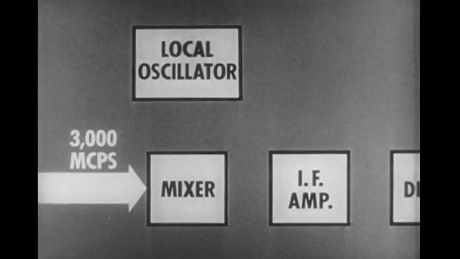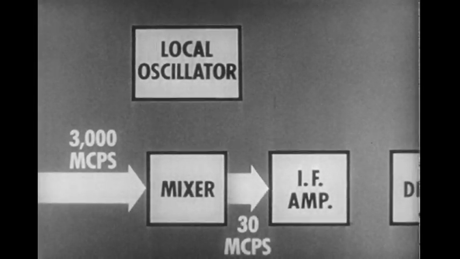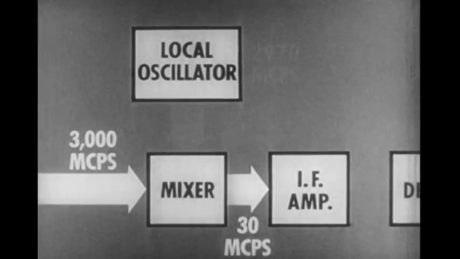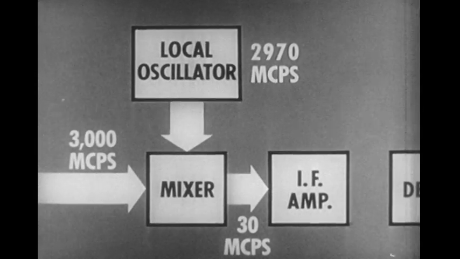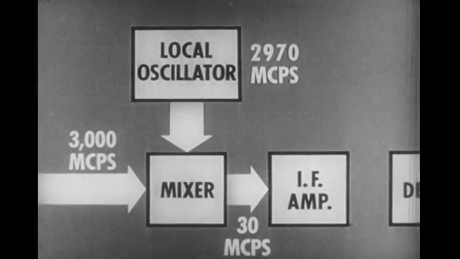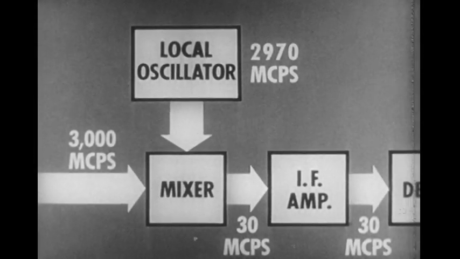For instance, at 10 centimeters, or 3,000 megacycles per second, where the IF is usually 30 megacycles per second, the local oscillator must operate at 2970 megacycles per second. And it must have very great frequency stability, since the IF amplifier is designed to pass only the one frequency.